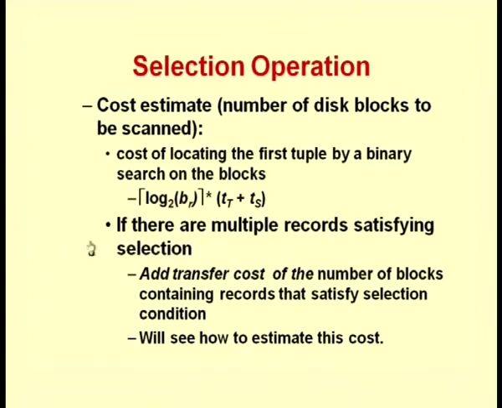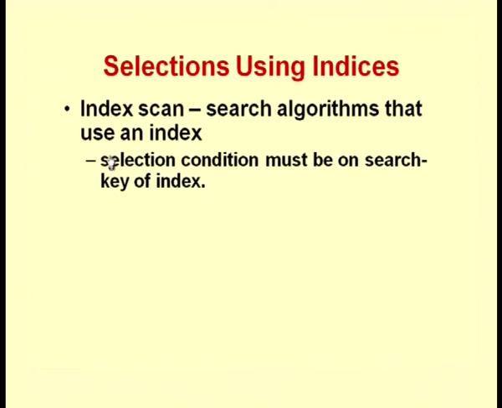If there are multiple records satisfying the condition, you have to add the transfer cost of the number of blocks containing the records that satisfy the selection condition. We see how to estimate this cost. Index search algorithms use an index, so the selection condition must be on the search key. If the selection condition is on some other key, then this whole thing is not useful, but if the selection condition is on the indexing attribute, then that becomes a better one.